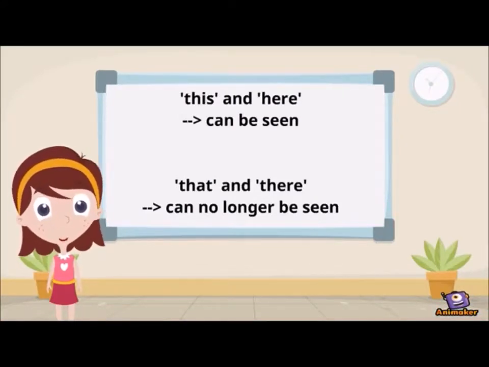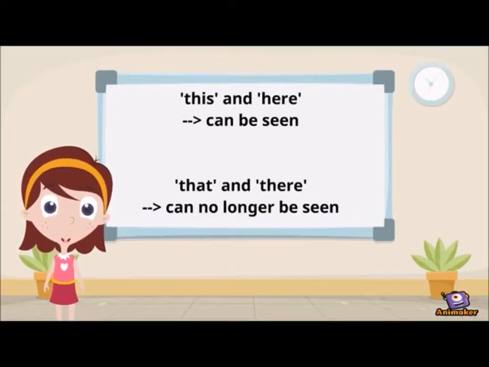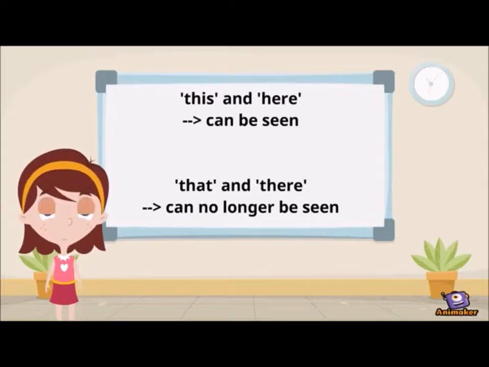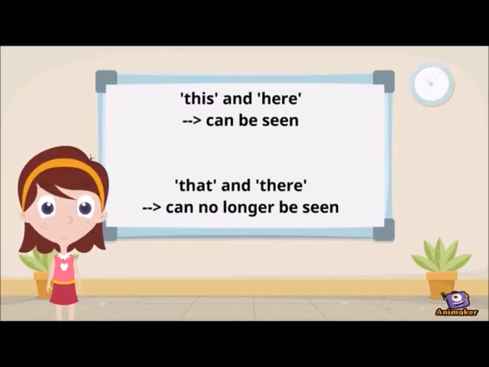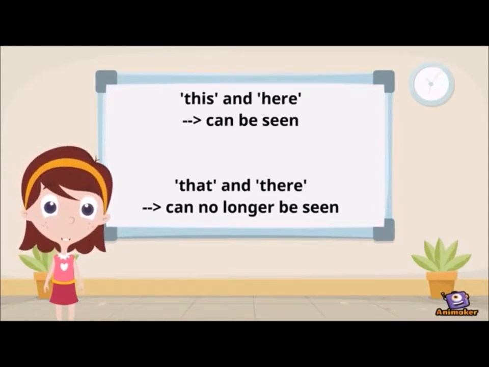One version of the concept of motion toward the speaker seems to be the first deictic meaning learned by children and characterizes the use of words like this and here that can be seen. They are distinct from that and there, which are associated with things that move out of the child's visual space and can no longer be seen.